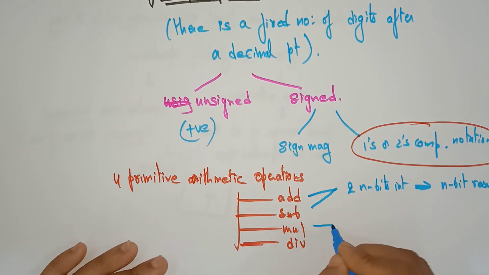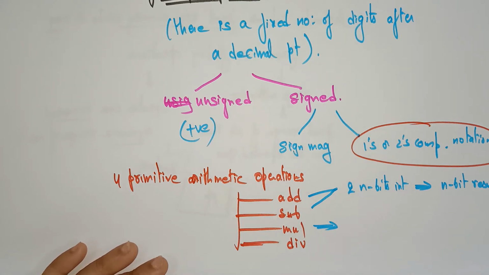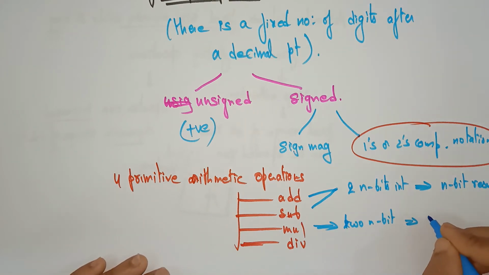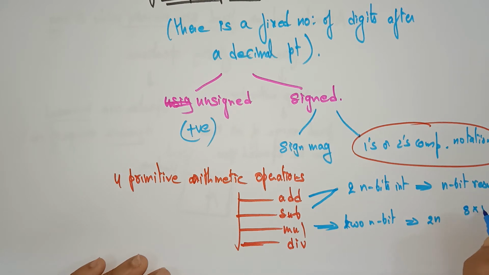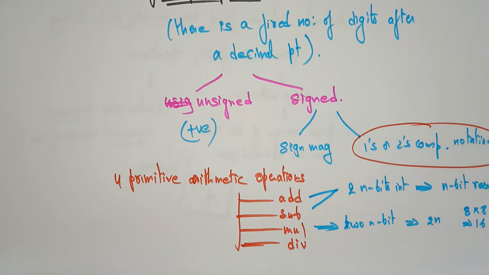Then what about multiplication? In multiplication, if you take two n-bit integers, the result will be what? Can you guess? The result will be 2n. That means if you multiply two 8-bit numbers, you get a 16-bit result. If you perform a product operation on two n-bit numbers, you get a 2n result.